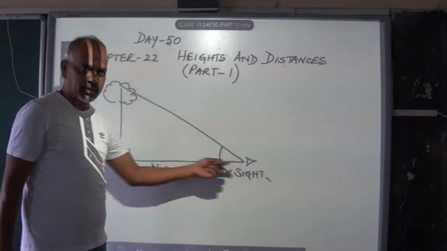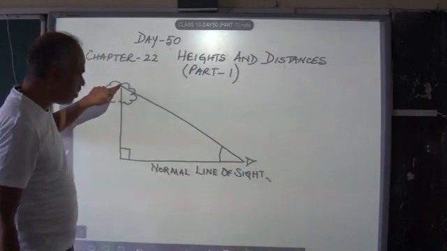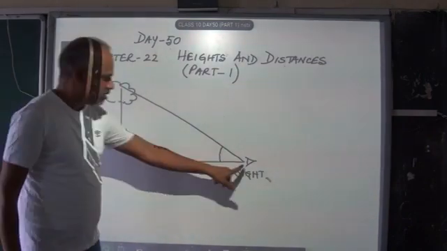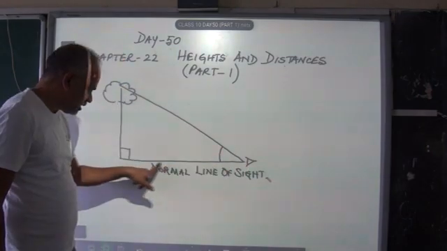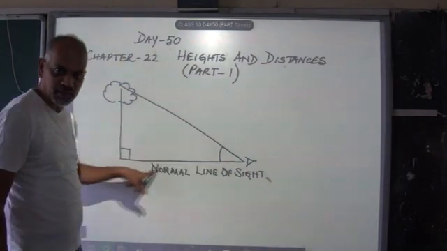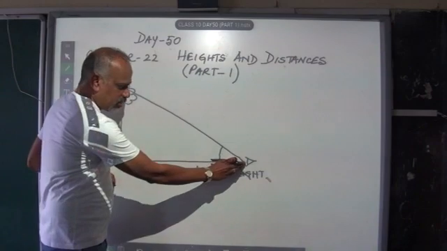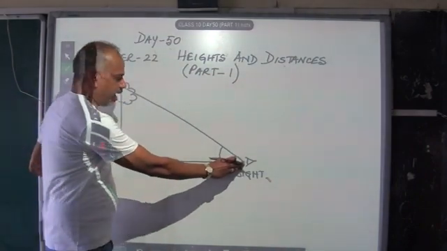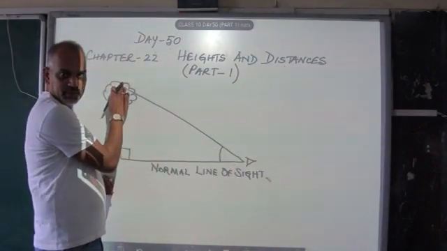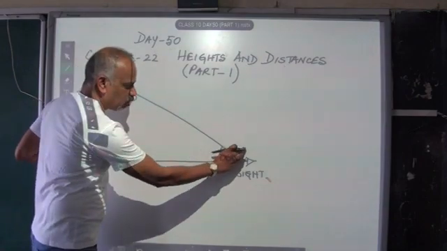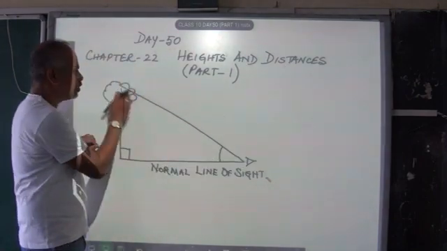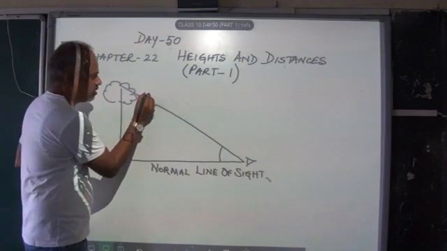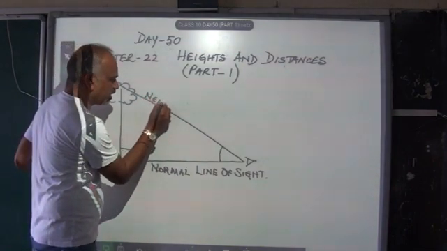Now you're going to look at the top of the tree. This is the top of the tree. So your eye normally looks in this direction. This is the normal line of sight. Now your eye has to shift and look at the top of the tree. So your eye is going to look up. So this is the new line of sight that you get.